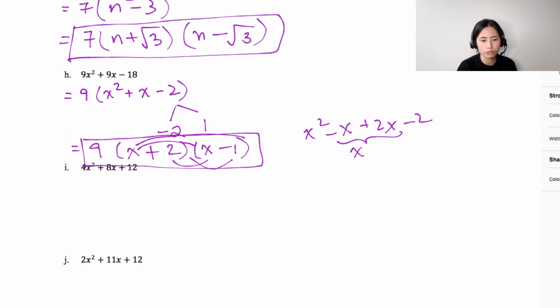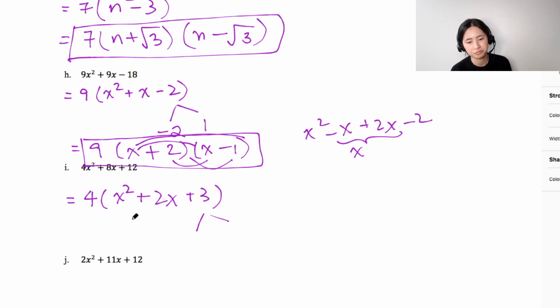Okay, let's move on to 4x squared plus 8x plus 12. Okay, so for this question, you've probably seen what we did for h, right? All you have to do is factor out your greatest common factor, and that would be 4. So you would get x squared plus 8 divided by 4, that's 2x, and you have 12 divided by 4, that's plus 3. So you need to think of two factors when you multiply together, you get 3, and on top of that, it needs to sum up to 2. So if you have 3 and 1, that's actually possible, right?